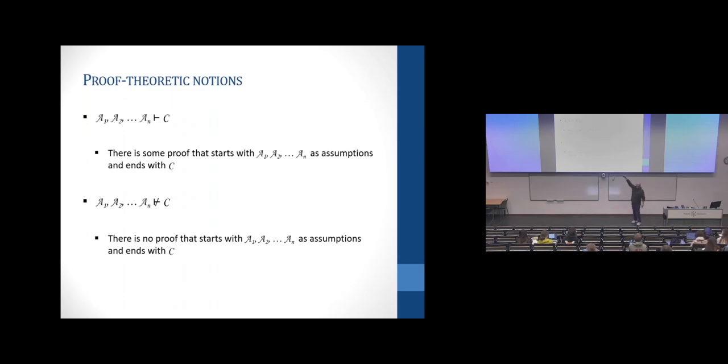Similarly, if we have the line through the single turnstile, it's telling you, hey, there is no such proof. I'm going to tell you something really interesting right now. Within the natural deduction system, within the kind of game that we've been talking about the last 2 weeks, there is no way to show that there is no such proof. You can never show that there's no possible proof.